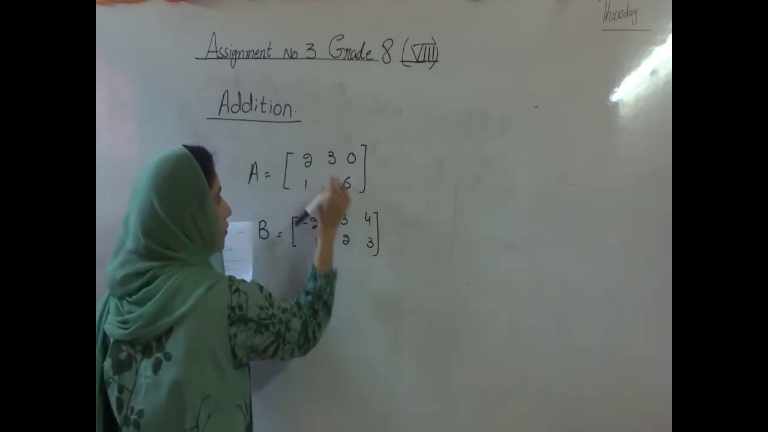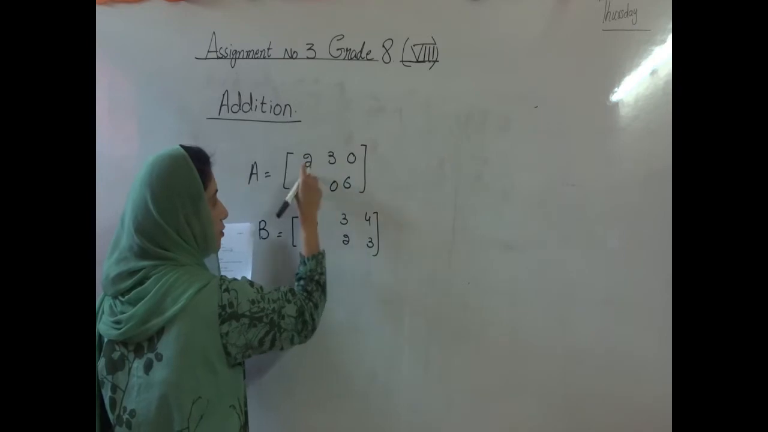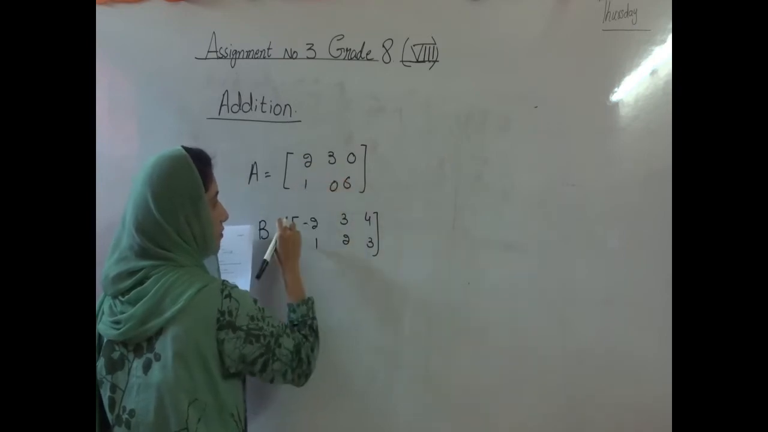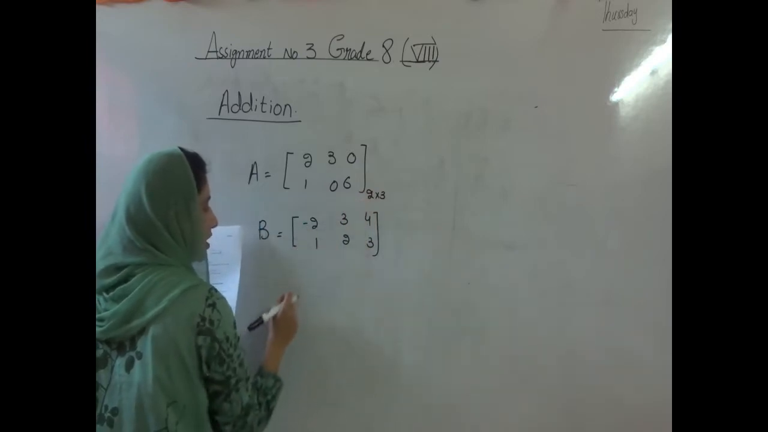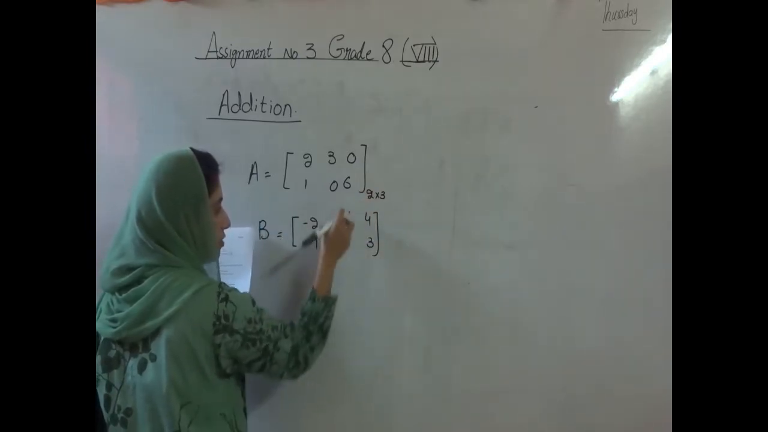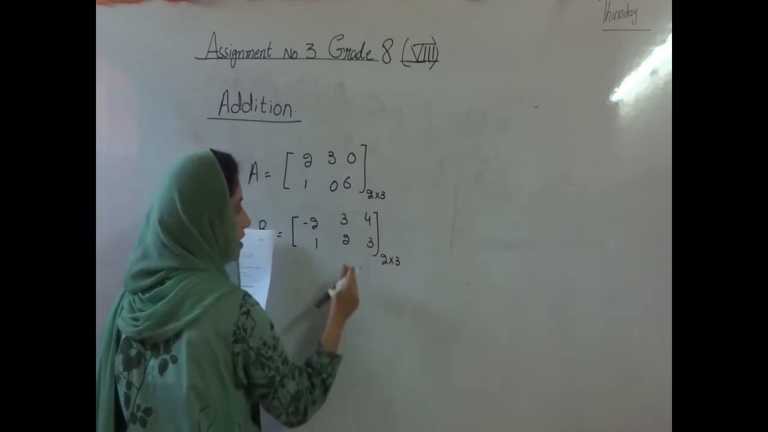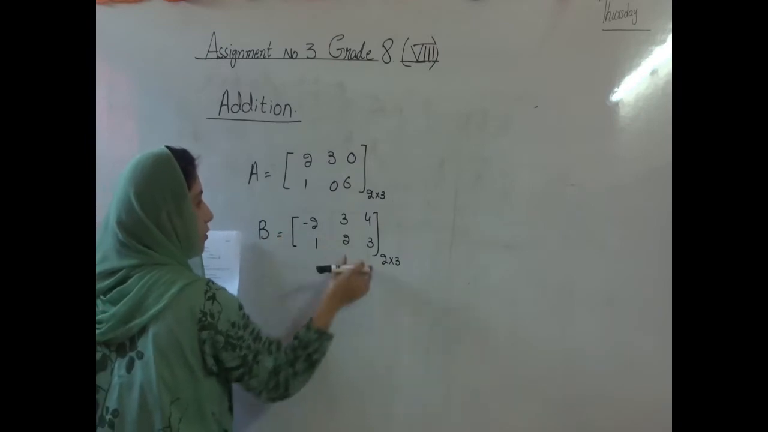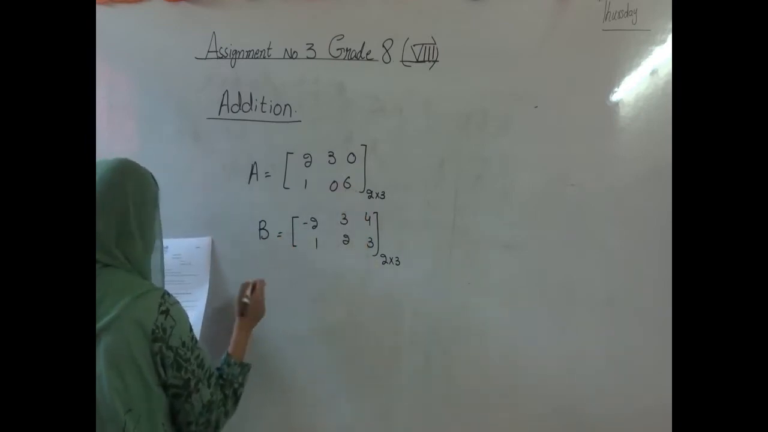First, write the order of these matrices. What will be the order of this? How many rows are here? 2. And how many columns are here? 3. So it means 2 multiply 3. And check it: how many rows are here? 1, 2. And how many columns? 1, 2, 3. So what will be the answer? 2 multiply 3. It means the order of these two matrices is the same. Then we can add these two matrices.